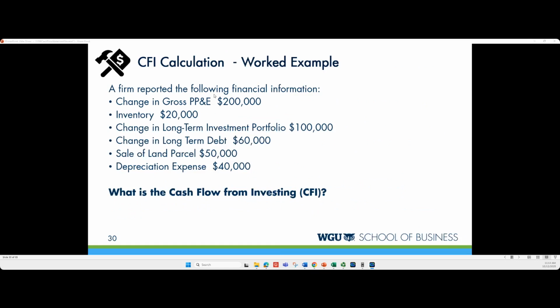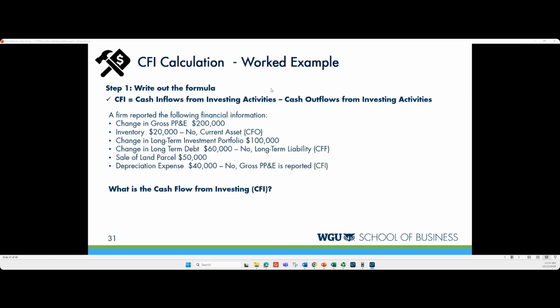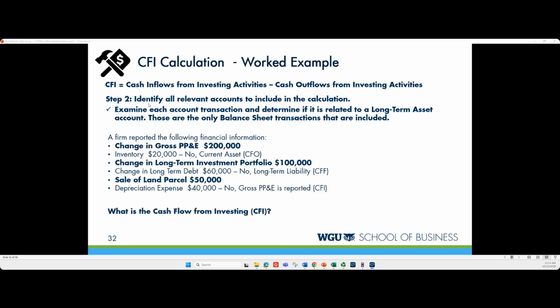So given these account transactions, we're going to find the cash flow from investing. So let's start processing this. First thing, we're going to write out our formula. Next, we're going to identify only the relevant accounts to include. So in this case, change in gross PPE, 200,000. Okay, that's a long-term asset. Okay, inventory, no, that's a current asset. That's included in our cash flow from operations.